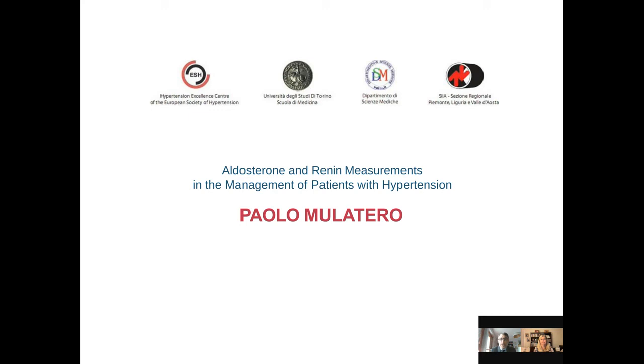So we could take into account the result and interpret the aldosterone-renin ratio according to the effect we know the drug has on the aldosterone-renin ratio. The only drug that is really interfering and not allowing us to interpret the ratio is spironolactone, and all the others in some way we can manage.